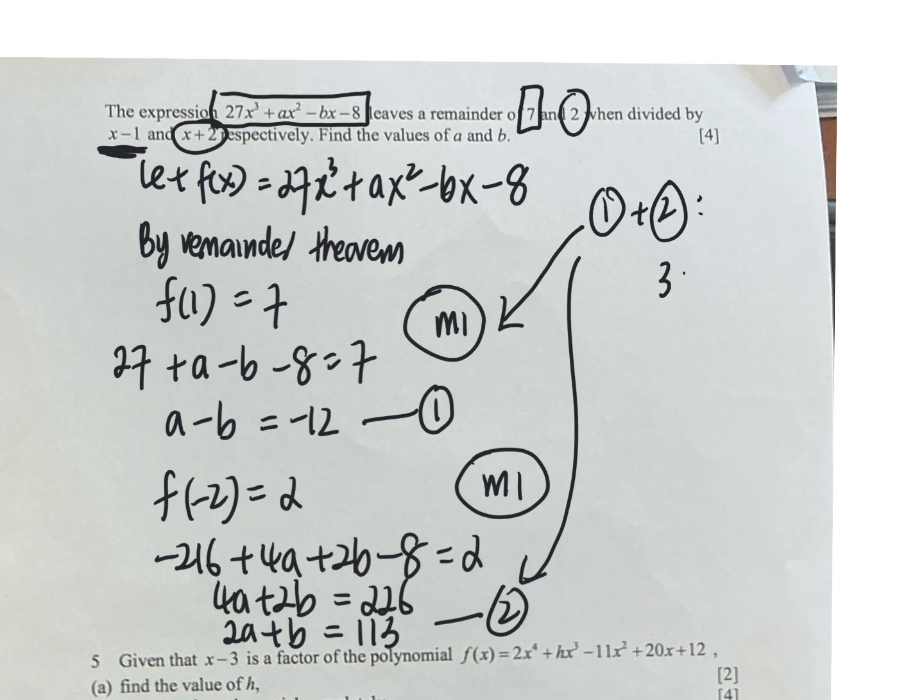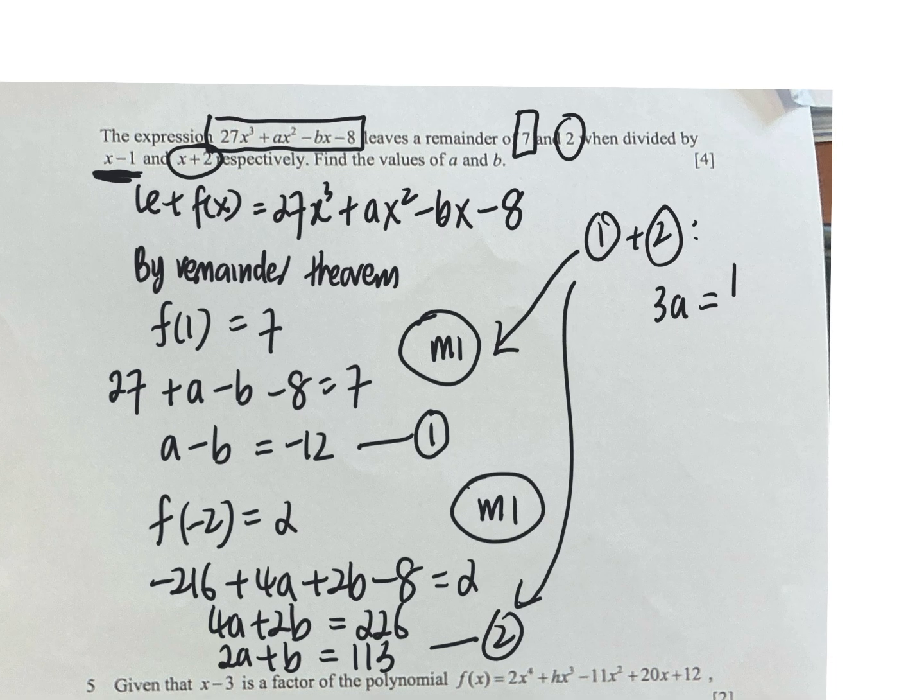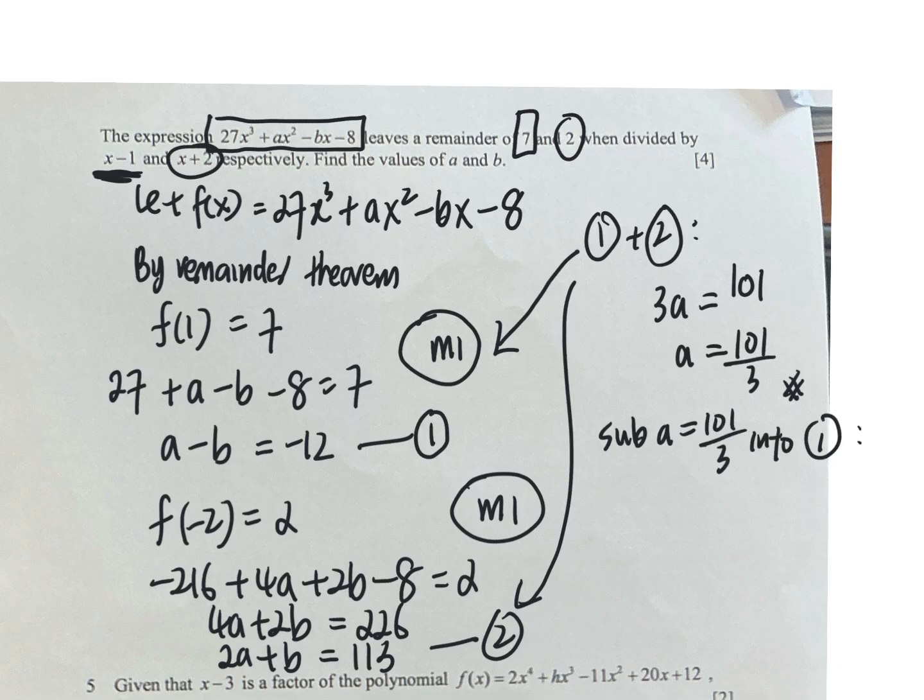You will get 3a equals to negative 12 plus 113. So 101. So a is 101 divided by 3. This is the answer for a. So once you solve for a already, sub a into equation 1. So b is just this thing plus 12. 137 over 3. Okay, no need to change to mixed number because in A math we are not particular. But if you change, make sure it's correct.